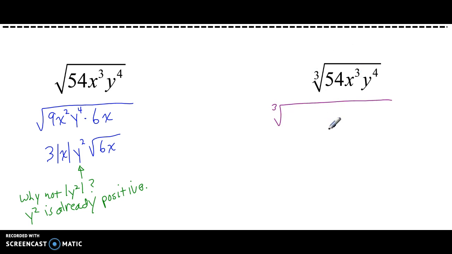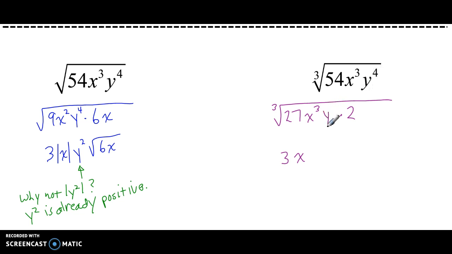So you got to sort of reset your mind. Don't be thinking about perfect squares. Think about perfect cubes. Things like 2 cubed, which is 8, 3 cubed, which is 27, 4 cubed, which is 64, and so on. What of those goes into 54? Well, it's 27 times 2. The cube root of 27 is going to be 3. X cubed is already going to cancel with cube root. And remember, with odd roots, you don't get the absolute value thing.